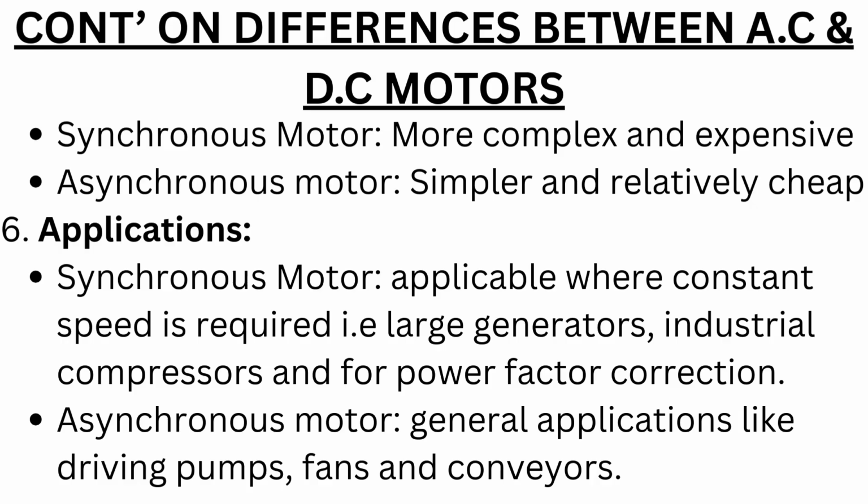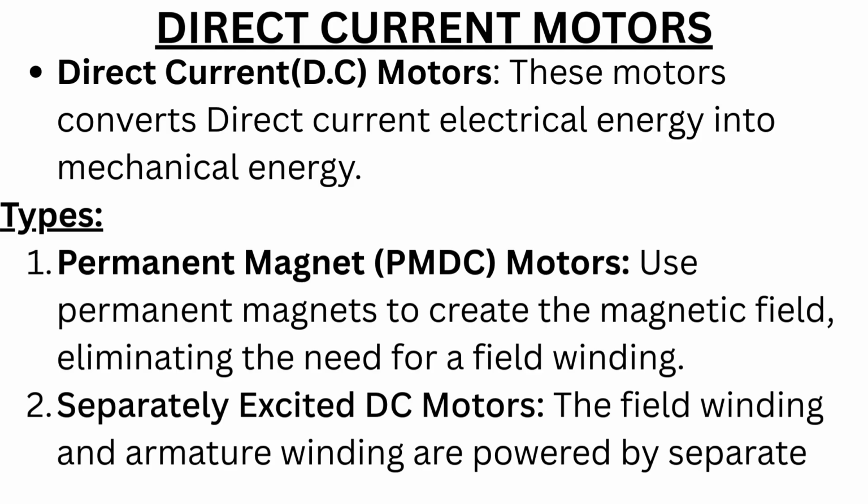6. Applications. A synchronous motor is applicable where constant speed is required, for example large generators, industrial compressors and for power factor correction. An asynchronous motor is used in general applications like driving pumps, fans and conveyors. Now let us look at the other classification of motors.